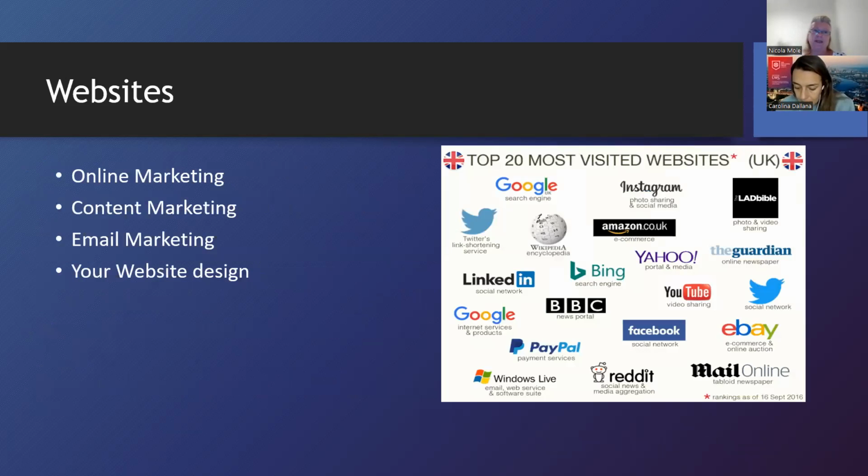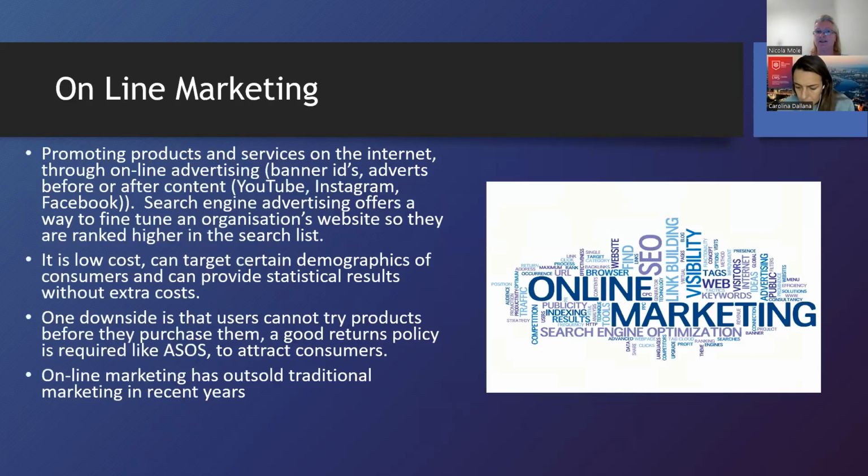Many different websites, all right, and we use all these different websites for online marketing, content marketing, email marketing, and your website design. We're running out of time, so I won't be spending too much more time on any of this. Online marketing. We promote our products and services on the internet through online advertising. There are banner ads and adverts before or after content. I'm sure you've watched a video on YouTube, but you've had to wait for the ad before you do that. A lot of advertising on Instagram nowadays and Facebook.